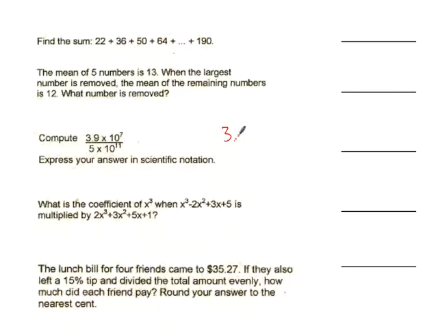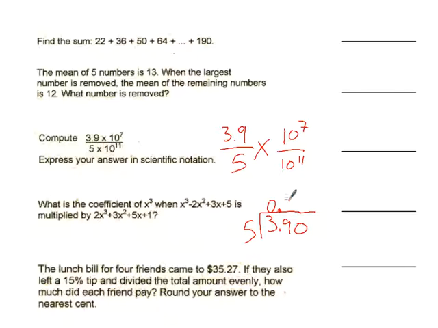So if we have 3.9 over 5, I'm going to multiply that by 10 to the 7th over 10 to the 11th. Well, let's deal with this piece first. So if I have 3.9 divided by 5, well, I know 5 isn't going to go into this evenly, so I'm going to just put the 0. Now I know 5 will go into it. 5 does not go into 3, but 5 does go into 39. It goes into 39 7 times with a remainder of 4. So 5 goes into 40 8 times.